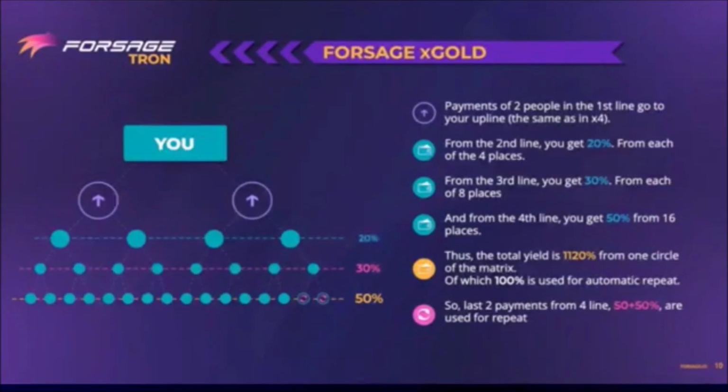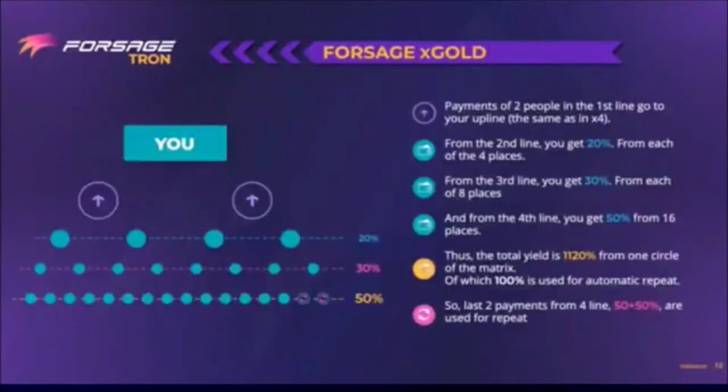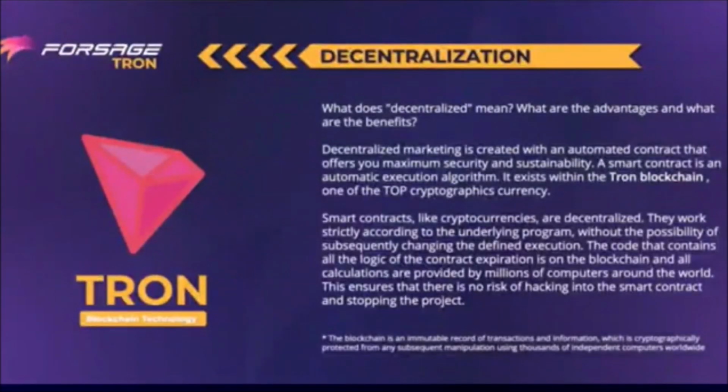Now it's time to explain the meaning of the individual smart contract. For a new activation of the same slot you need an amount of 100% of its value. But payments from the fourth line are 50% each, so you need to collect 2 payments. It is impossible to know exactly in advance in what position the partner should stand inside the matrix, so you cannot take a place in advance. It is also unacceptable for us to create a fund accumulation in the smart contract of the community. We always emphasize that we do not collect participants' funds on the Forsage smart contract balance.